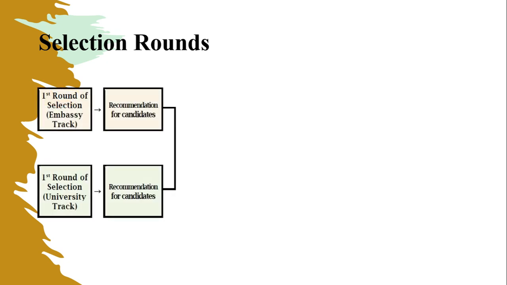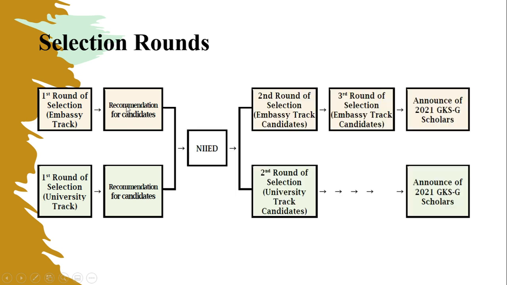So why you need extra sets of documents for the embassy track, this is the slide where I will explain. Because in the university track, they will shortlist you when you submit your documents, and they will recommend the candidates. And for the first round, the embassy track selects the candidates, and they recommend them to NIIED, right? This is the organization or government institute that handles this Korean government scholarship program.